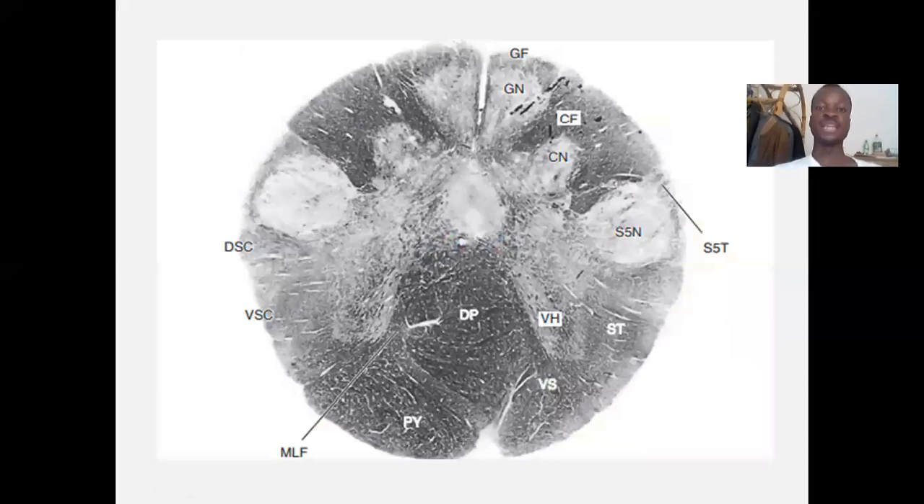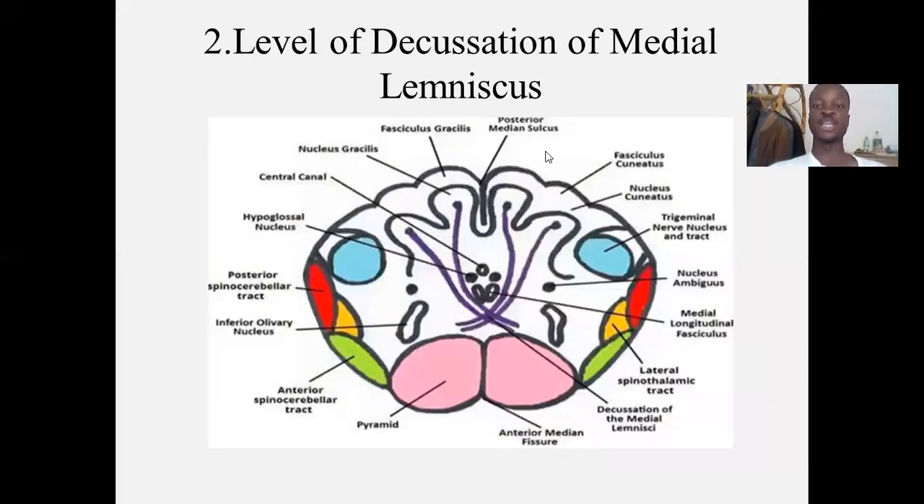And if you look at the level of decussation of the medial lemniscus, notice these are the fibers that are actually coming from the nucleus gracilis, which is this one, and the nucleus cuneatus, which is this one.